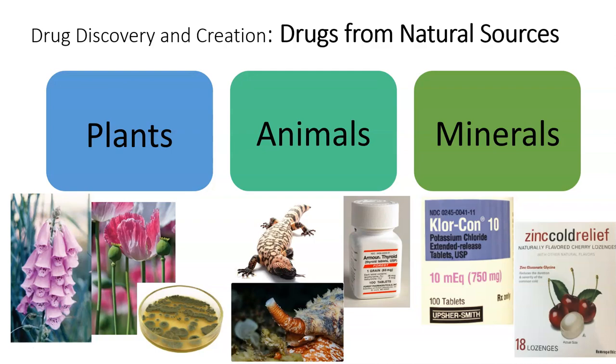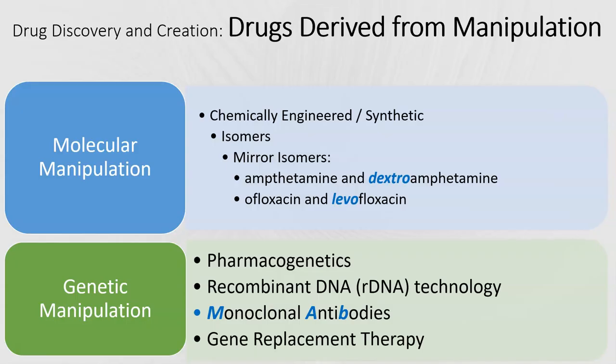Now, those were the main ways that we made medicines in the past. We still do today from some of those, but where we are today is with drugs that are derived from manipulation. So it's either going to be molecular manipulation or genetic manipulation. So in molecular manipulation, we're going to change the chemical molecule of the drug. We can do this now with computer-aided design. In the old days, they had to do experiments, but now we've got computers that can alter it for us.